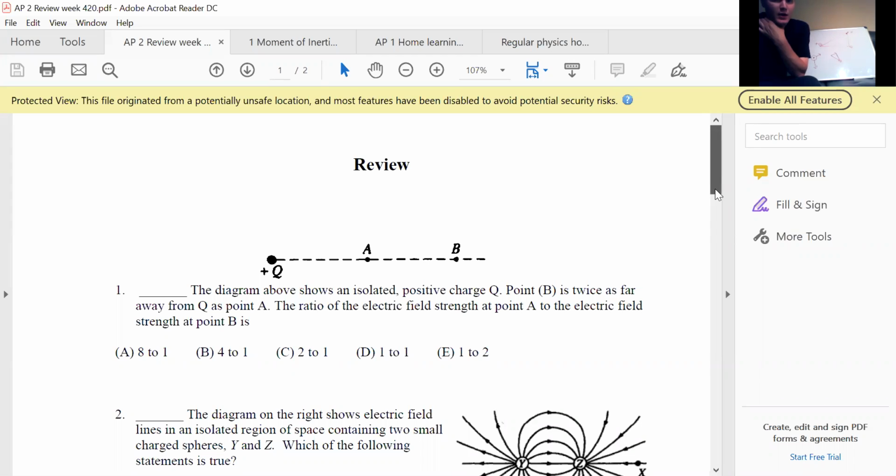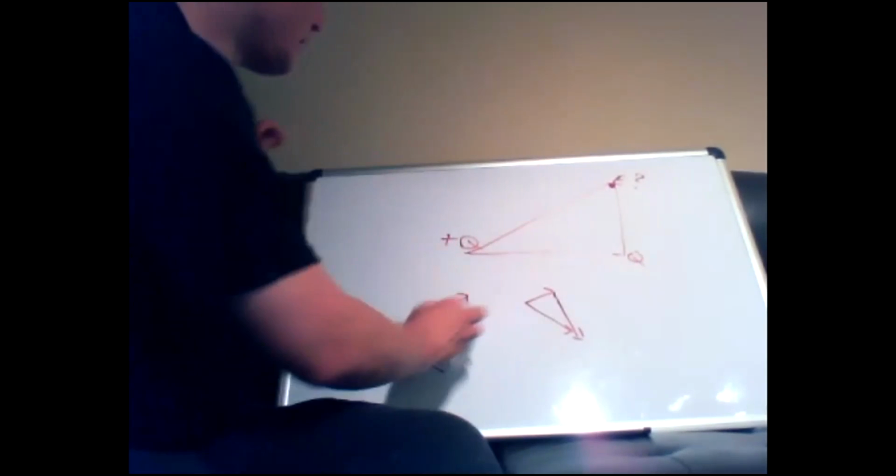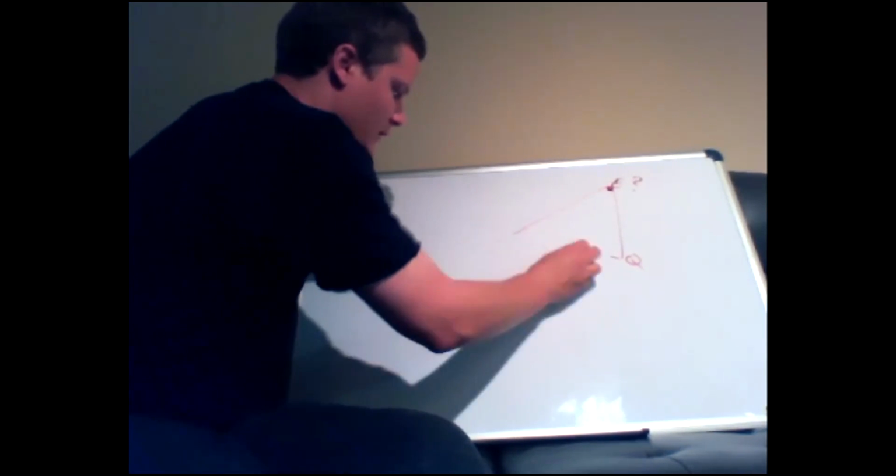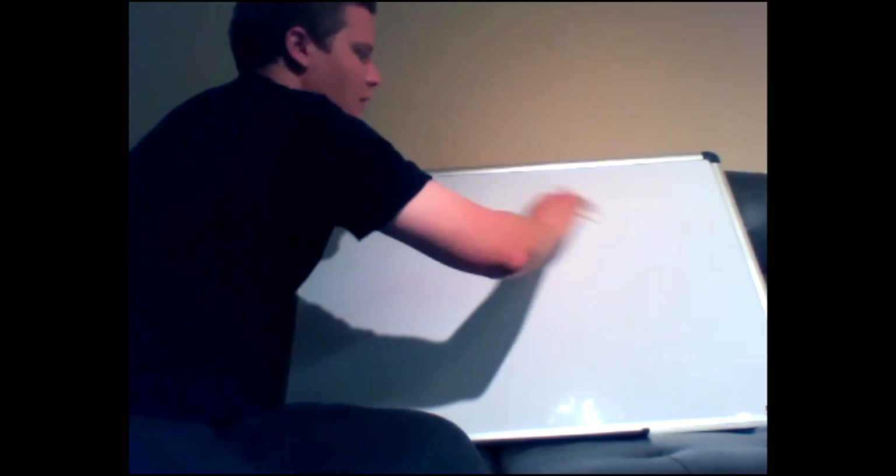Number 1 says, the diagram above shows an isolated positive charge Q. Point B is twice as far away from Q as point A. The ratio of the electric field strength at point A to electric field strength at point B is. If I come over to my whiteboard right here, it basically wants to know what happens if you're twice as far away from a charge. What happens to the electric field strength?